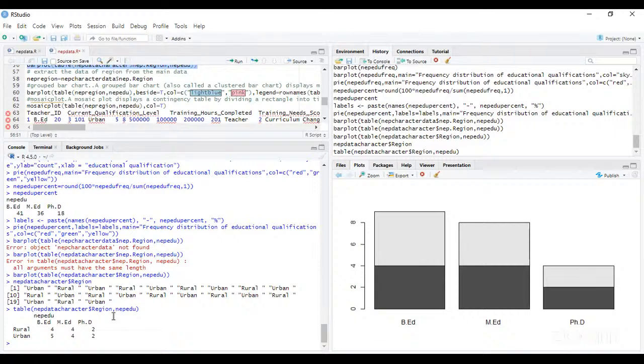Can anybody explain this data set to me? Yes, Devapal, please continue. Ma'am, for B.Ed, the rural section is up to 4, and for the urban section, B.Ed goes from 4 to 9. When we subtract, 9 minus 4 is 5. So what can we interpret from here? 4 plus 5 is how much? 9, right? So what is the first bar telling you?